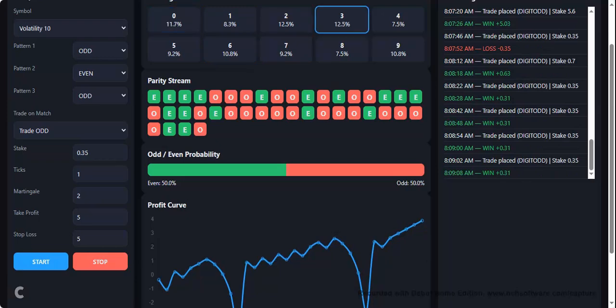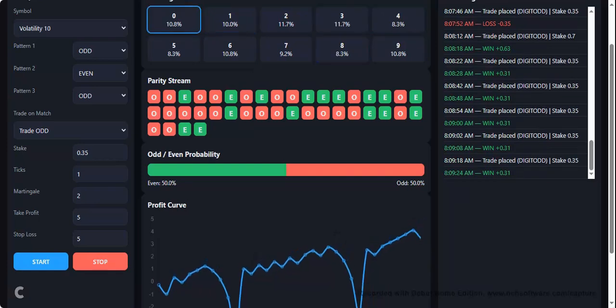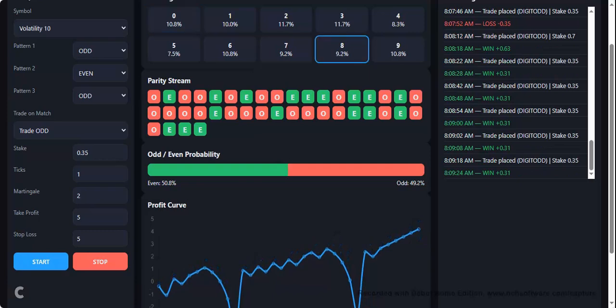The bot enhances that intuition by removing execution error. Instead of clicking manually and risking hesitation, the system enforces discipline. Every trade follows the same rule set, which makes performance measurable and consistent. Risk management is embedded directly into the workflow.